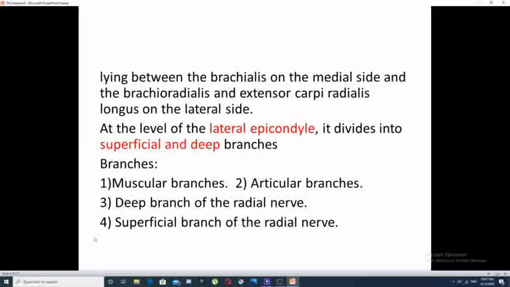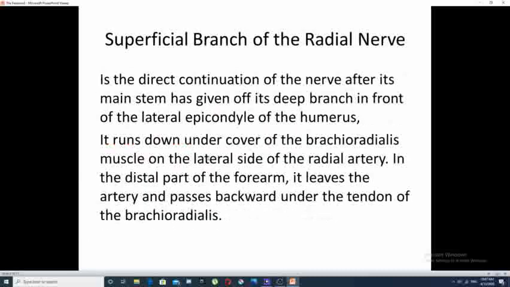And at the level of the lateral epicondyle of the humerus, the radial nerve will be divided into two terminal branches. One is called superficial branch and the other is called deep branch of the radial nerve. Superficial branch of the radial nerve is considered a direct continuation of the nerve after the main stem has given its deep branch in front of the lateral epicondyle of the humerus.